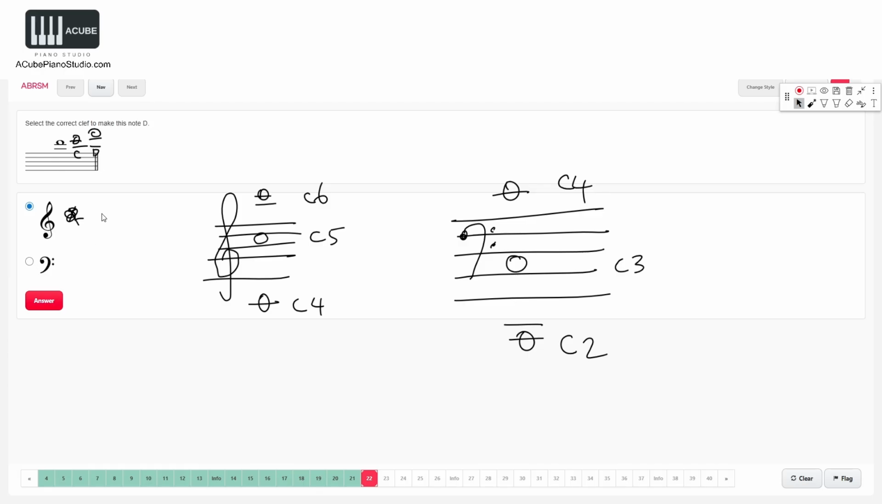If it's bass clef, I'll use middle C. Then if it's bass clef, this is middle C, this is D, this is E, and this is F. So this will be F. Therefore, to make this note D, it should be treble clef.